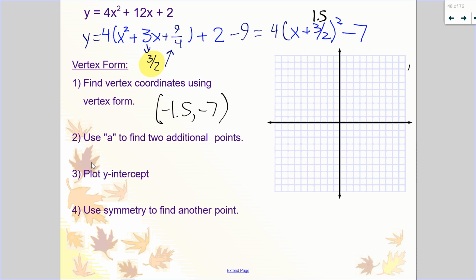So we're down below. Negative 1, 2, 3, 4, 5, 6, 7. Right there. A is 4. It's going to be a very skinny one. Okay, so from there I'm going to go up 4. 1, 2, 3, 4. Left to right, 1.